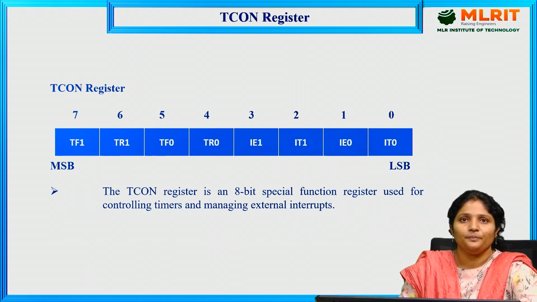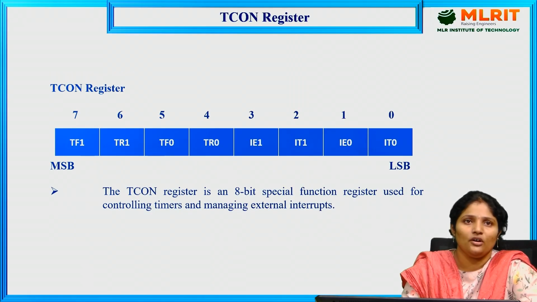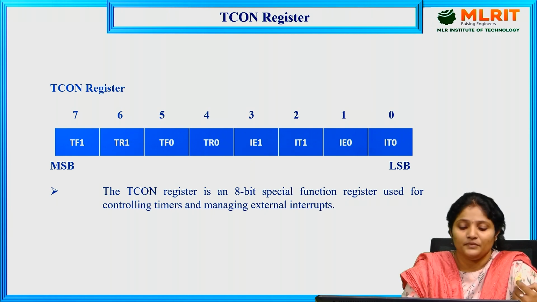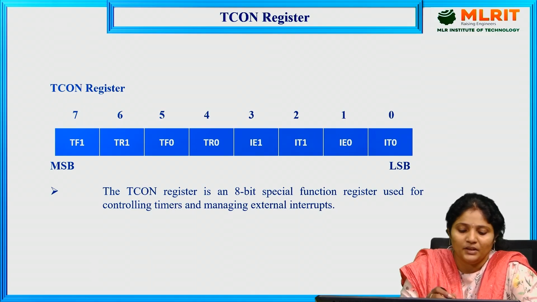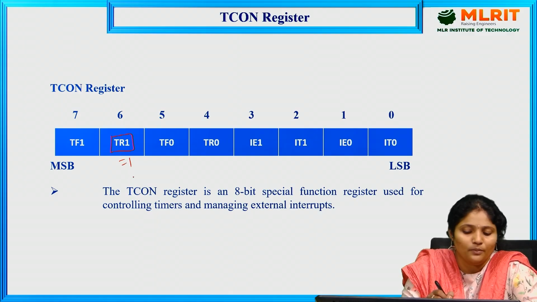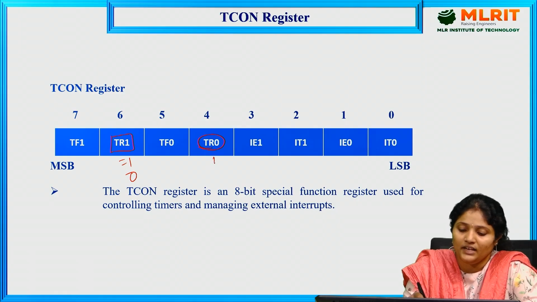Now this is the TCON register, another special function register. This will be used to control the timer. If I need to start timer 1, this bit TR1 needs to be 1. If I want to stop it, it needs to be 0. Similarly, TR0 is the timer 0 bit. If I want to start it, I need to keep it as 1. If I need to stop timer 0, I need to keep it as 0.